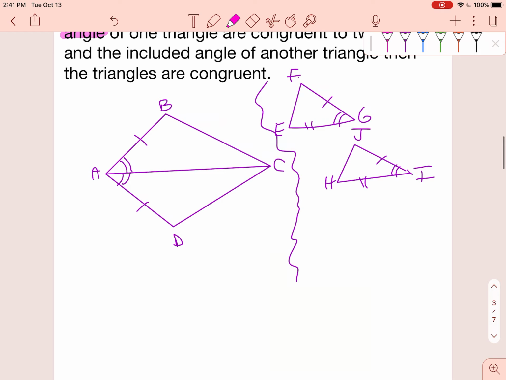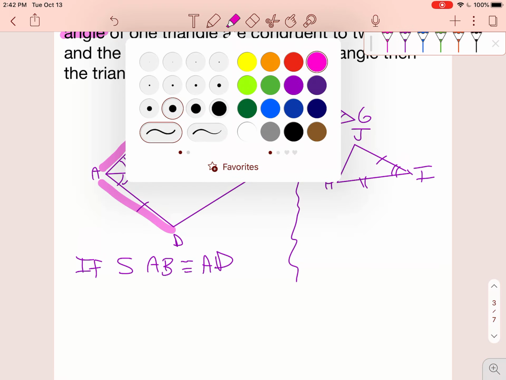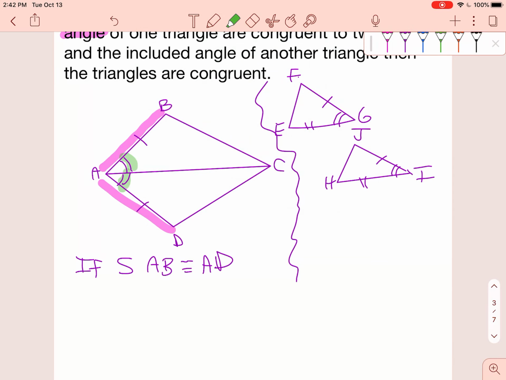So what this means is, if you can prove to me that you have a side, and we do, right here, AB is congruent to AD, the included angle, right here, don't tell me angle A, do not tell me angle A. Angle BAC is congruent to angle DAC, not angle A, because there's too many angle A's there. I don't know which one you're talking about.